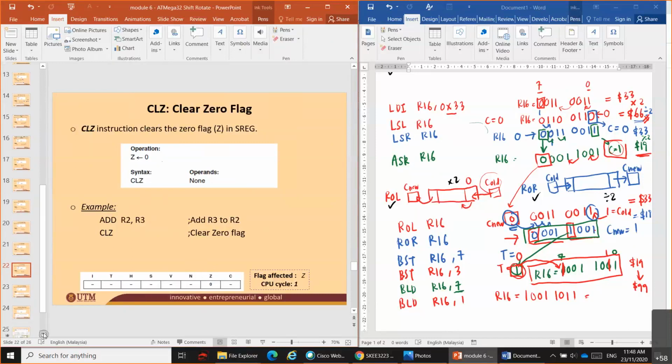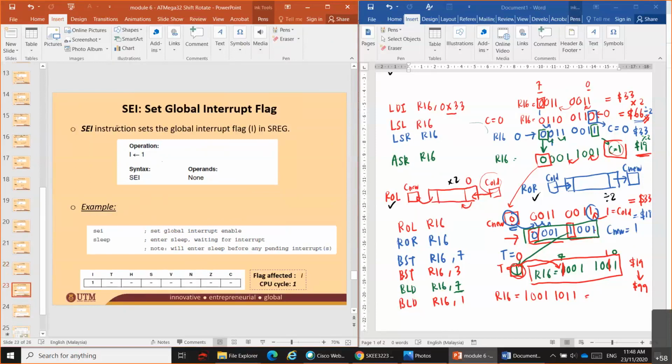And then we have this commonly used one, SEI. SEI stands for set global interrupt flag. This is used if you're going to use interrupt programming. Every time you use interrupt programming, make sure you set your I flag. If not, you cannot invoke any interrupt.